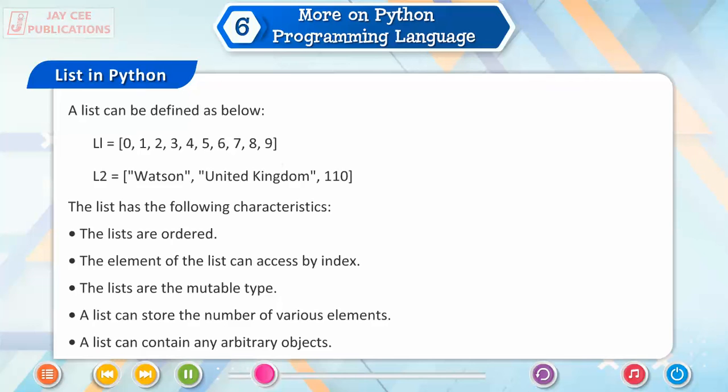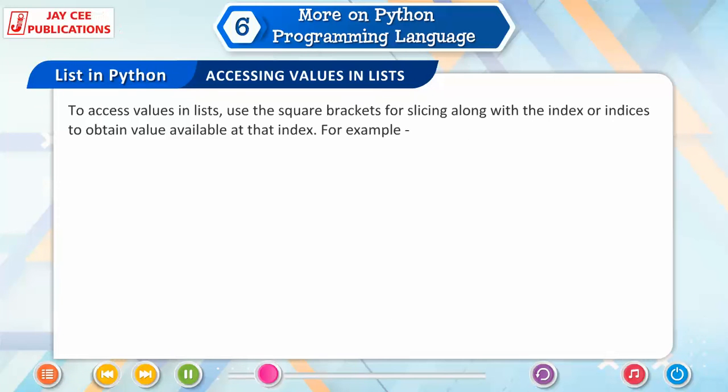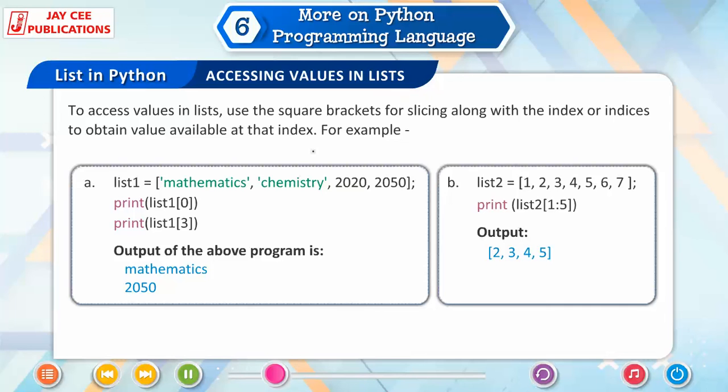A list can contain any arbitrary objects. Accessing values in lists. To access values in lists, use the square brackets for slicing along with the index or indices to obtain the value available at that index. For example, a) list1 = ['mathematics', 'chemistry', 2020, 2050]; print(list1[0]); print(list1[3]). Output of the above program is mathematics 2050.